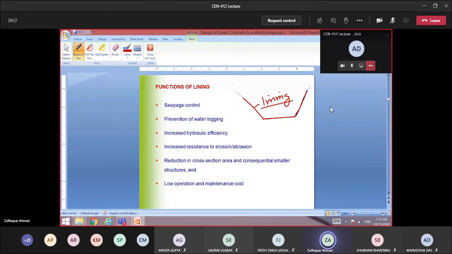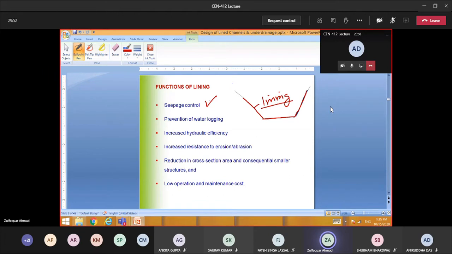But in this case, once we are putting a lining, what are the functions? Why are we putting the lining here? Because by putting the lining, we are inviting another problem. I will tell you what problem we are inviting by putting this lining. But let's talk about some general functions of this lining. Once we are putting the lining, what we are controlling is, first, seepage control.